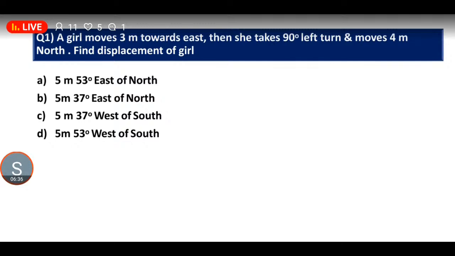The first question of today is: a girl moves 3 meters east, then she takes a 90-degree left turn and moves 4 meters towards the north. Find the displacement of the girl. The options are: 5 meter 53 degree east of north, 5 meter 37 degree east of north, 5 meter 37 degree west of south, 5 meter 30 degree west of south. Which option will be correct?